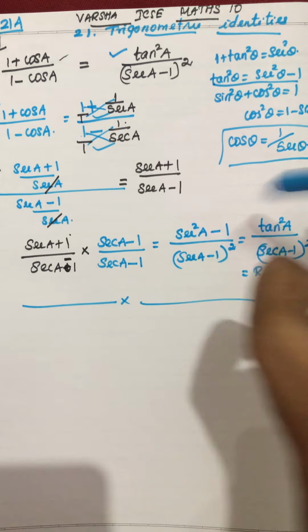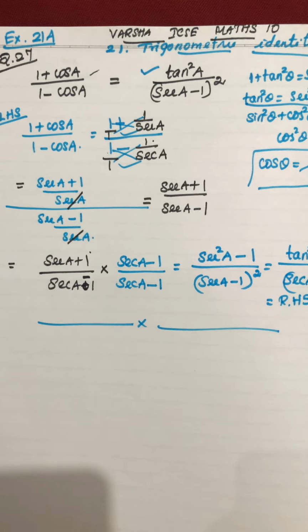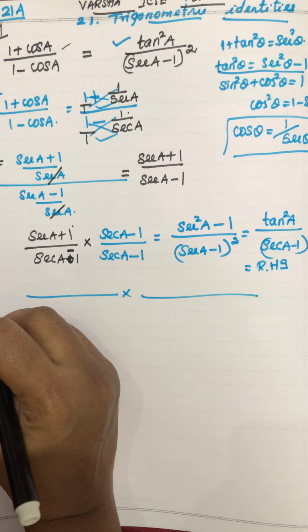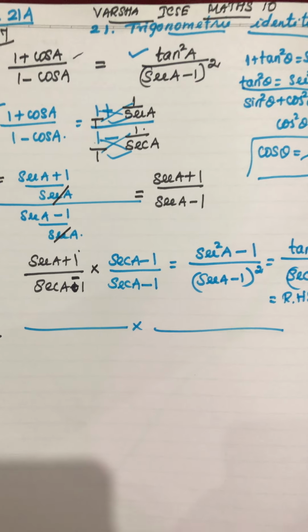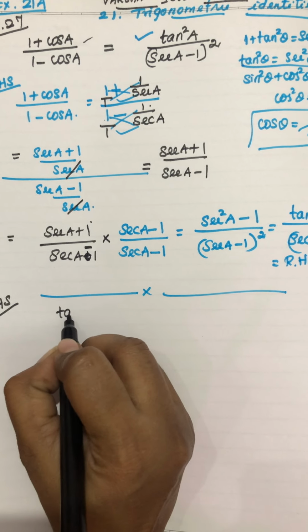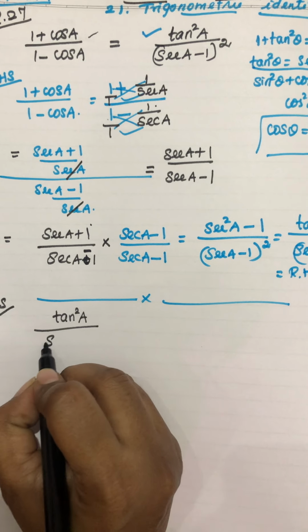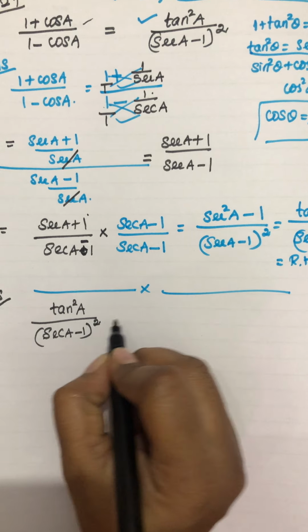Okay, so you have to see the answer, turn it. Okay, and next I am going to take this RHS into LHS. Okay, let's take our RHS. So what is your RHS? So that is tan square A by secant A minus 1 the whole square.